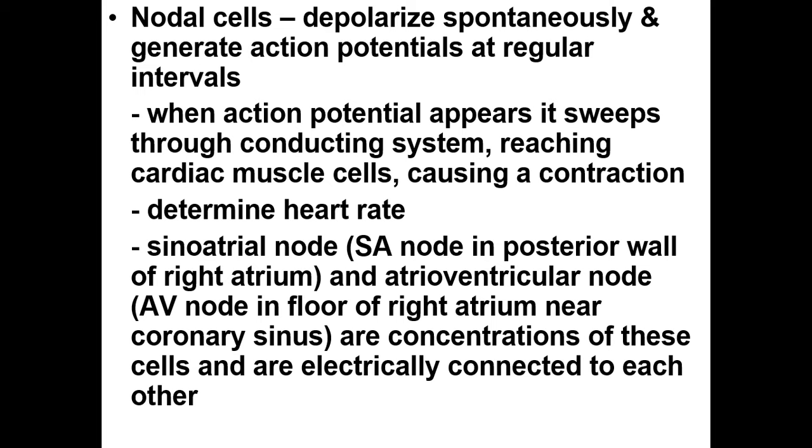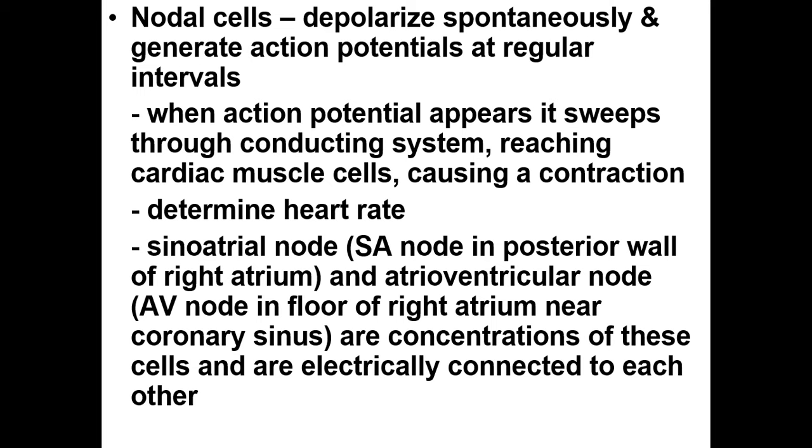These are the concentrations of nodal cells that generate spontaneous action potentials, but they don't do it at the same time. If they generated spontaneous action potentials at the exact same time, you would end up with atriums and ventricles contracting at the same time. So, if you remember correctly, I told you guys that we wanted atriums to contract first, pushing blood down into the ventricles, and then we want the ventricles to contract, pushing blood out of the heart.